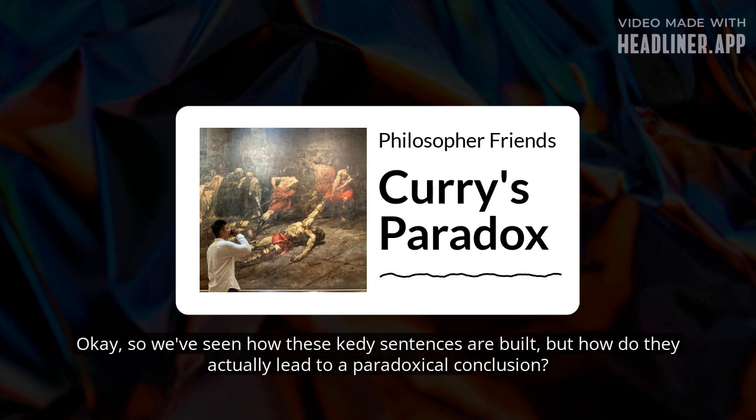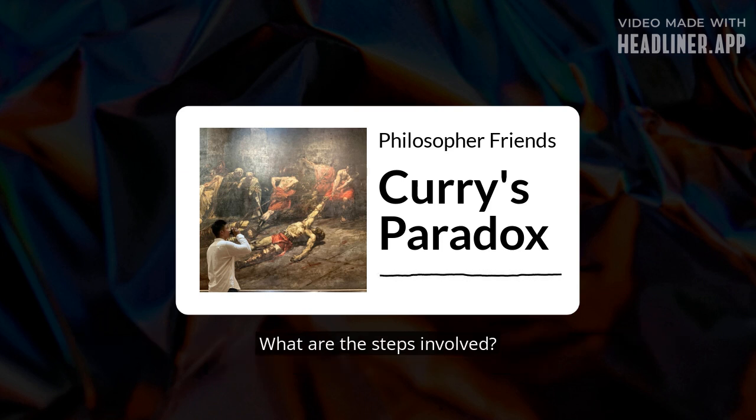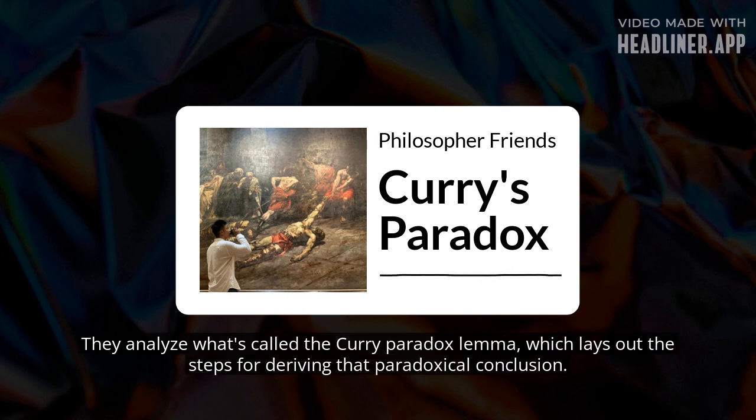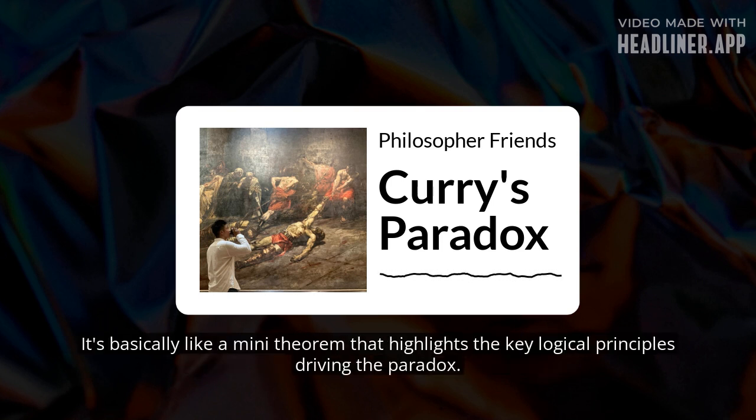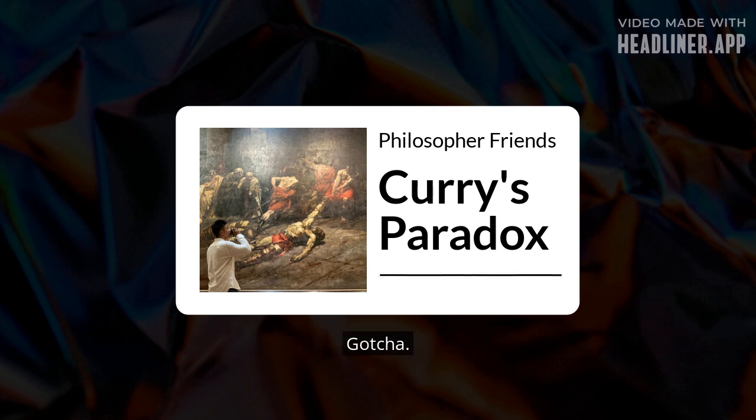Okay, so we've seen how these Curry sentences are built, but how do they actually lead to a paradoxical conclusion? What are the steps involved? The Stanford Encyclopedia dives into that too. They analyze what's called the Curry paradox lemma, which lays out the steps for deriving that paradoxical conclusion. Okay, a lemma. What's that exactly? It's basically like a mini theorem that highlights the key logical principles driving the paradox. Gotcha. What are those principles?